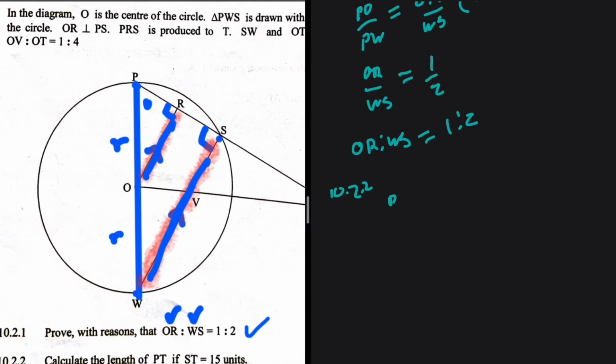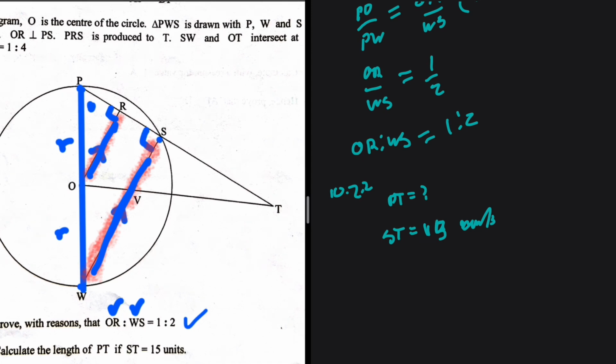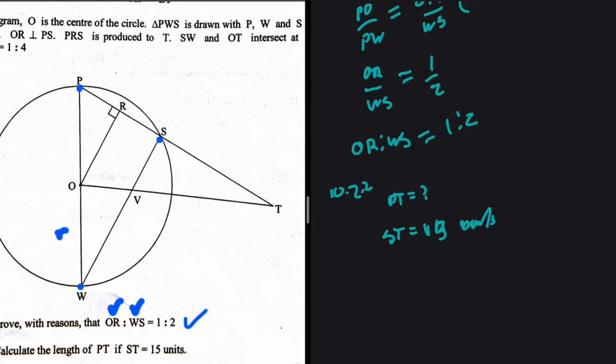Let's take a look at 10.2.2. Calculate the length of PT. If ST is equal to 15 units. So ST is 15 units. Let me erase some things here so that I can have a bit of clarity. Calculate the length of PT. This is PT. PT is this entire line. And then ST is 15 units. So this is 15 units.